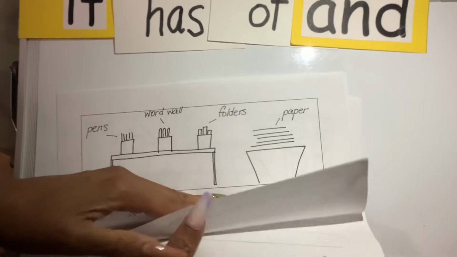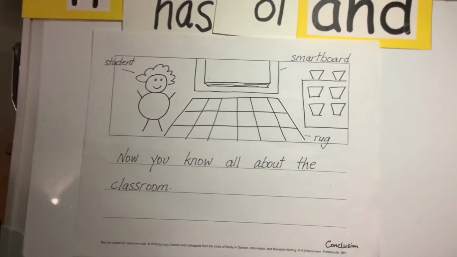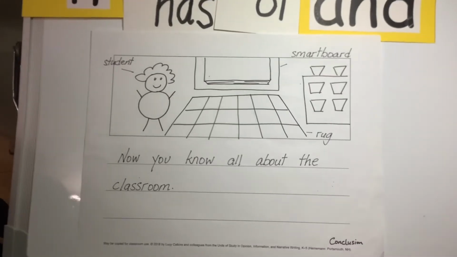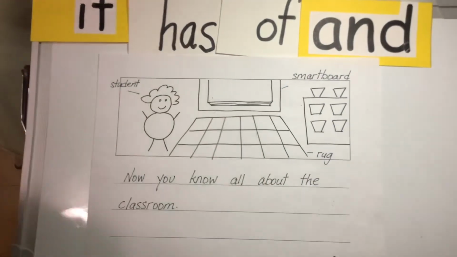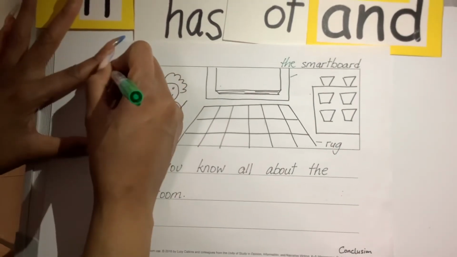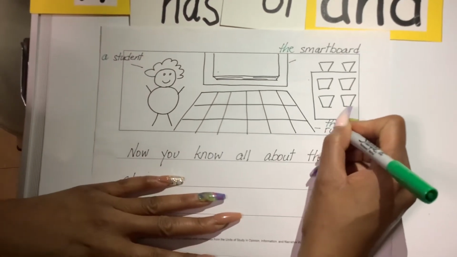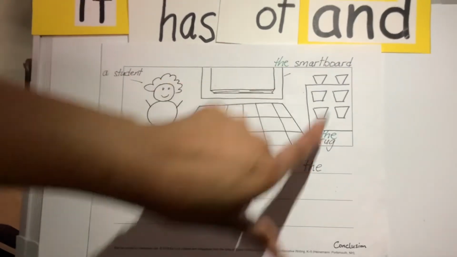Now I'm on my last page, or the conclusion. I already said, now you know all about the classroom. Maybe I should add more here. Right? I already have smartboard. Maybe I can add the smartboard. I'm going to write the word the smartboard. And this is one student, so I can put a student, and the rug. So I added more to my labels. I made my labels longer.